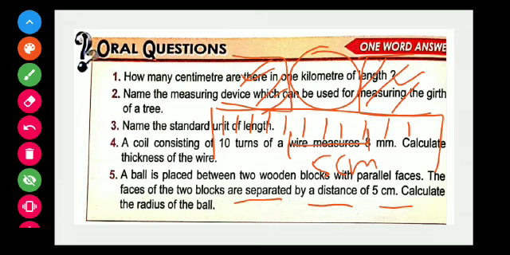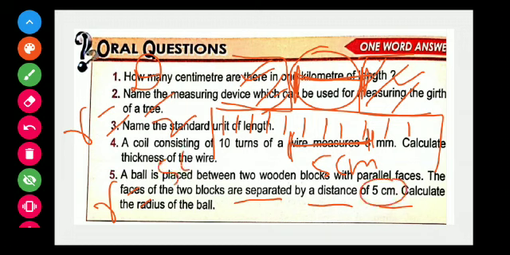Therefore, for the radius of the ball, this 5 cm is the diameter of the ball. So what is the radius? Radius is equal to diameter divided by 2, and the diameter is the distance between the two blocks, which is 5 cm. Therefore, the radius is 5 cm divided by 2, and that is 2.5 cm.